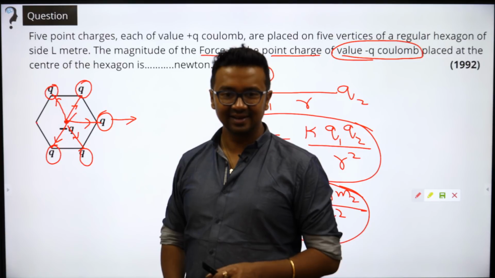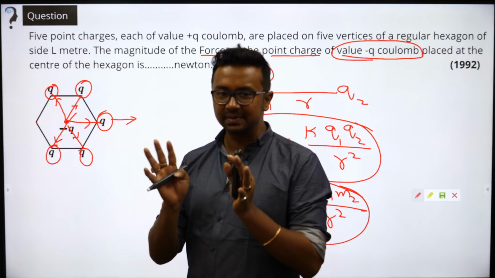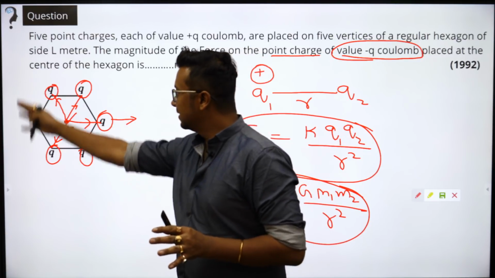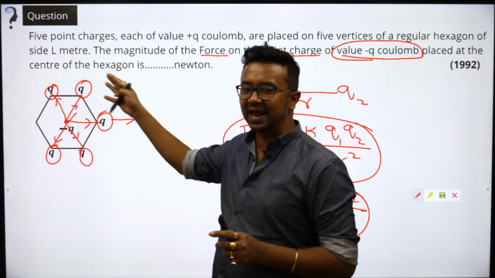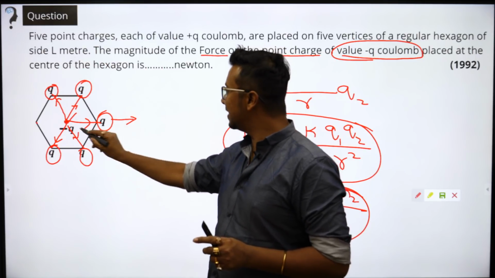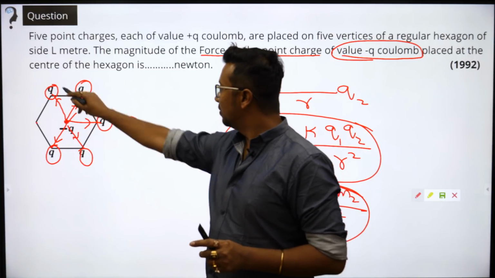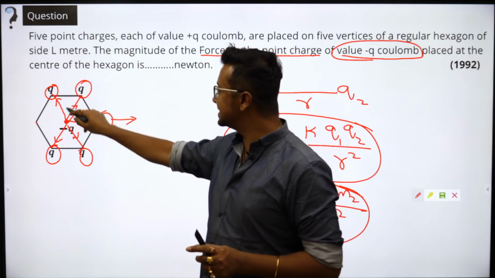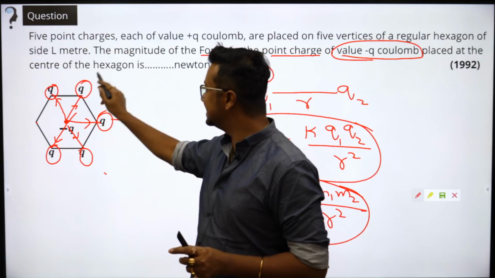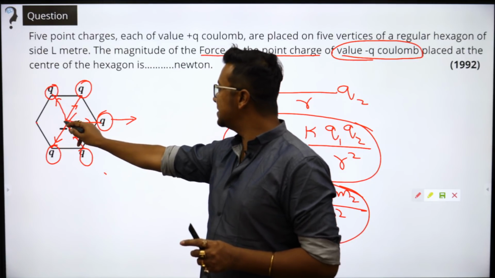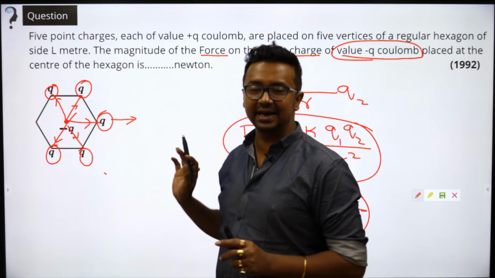All right, see, the question is very simple, Yashraj. What is it saying? You have got 5 charges placed at 5 of the vertices. So we need to find out the net force on minus q. Clear? So when we draw this, we can easily see that this force and this force will cancel, this force and this force will cancel.